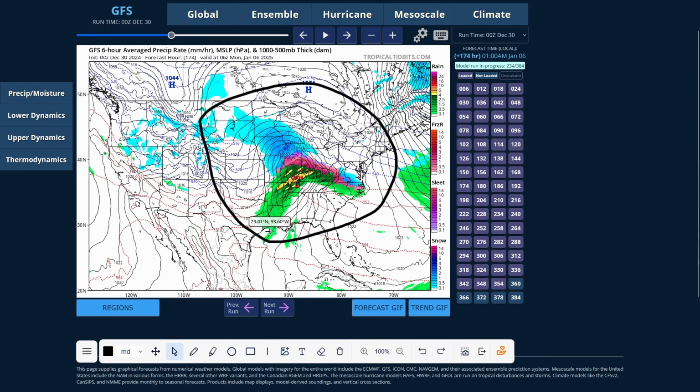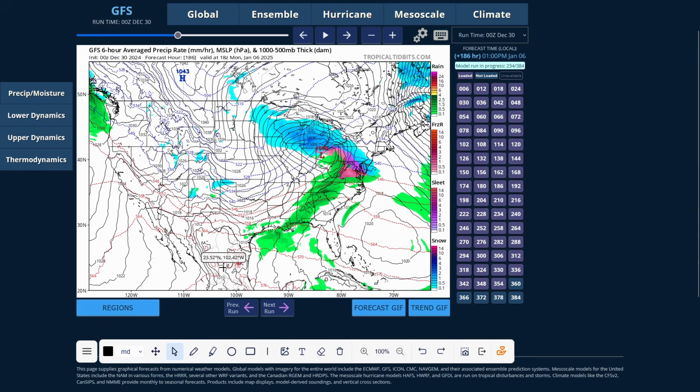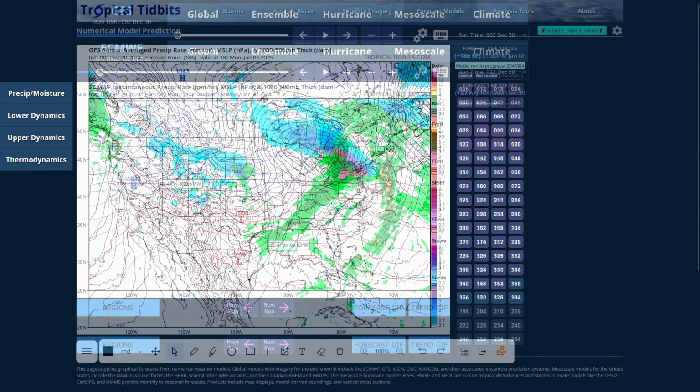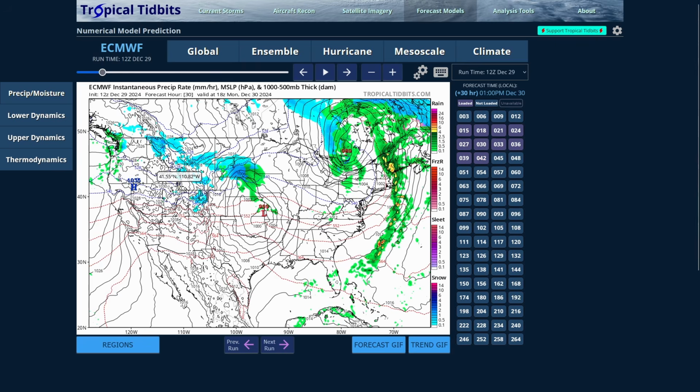So we'll have to keep an eye on this system, and we'll look at the other weather models in just a sec, not just one, but we'll look at a couple here. But again, that'll be the main concern for the next couple of days, and throughout really most of this week. And now switching to the European weather model here.